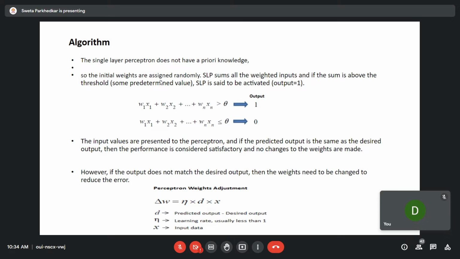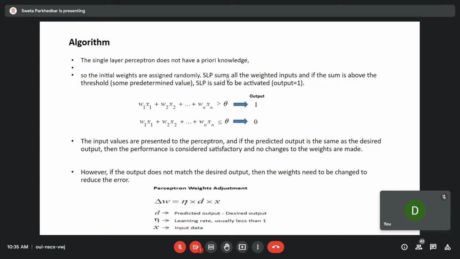So the initial weights are assigned randomly. So you can see W1x1, W2x2 plus Wnxn is greater than theta. So initially what happens? They assign the weights randomly. We saw yesterday, we have randomly assigned the weights through coding. Like 2 into rand is a function that will assign random numbers to that particular weight. Okay, so the initial weights are assigned randomly.